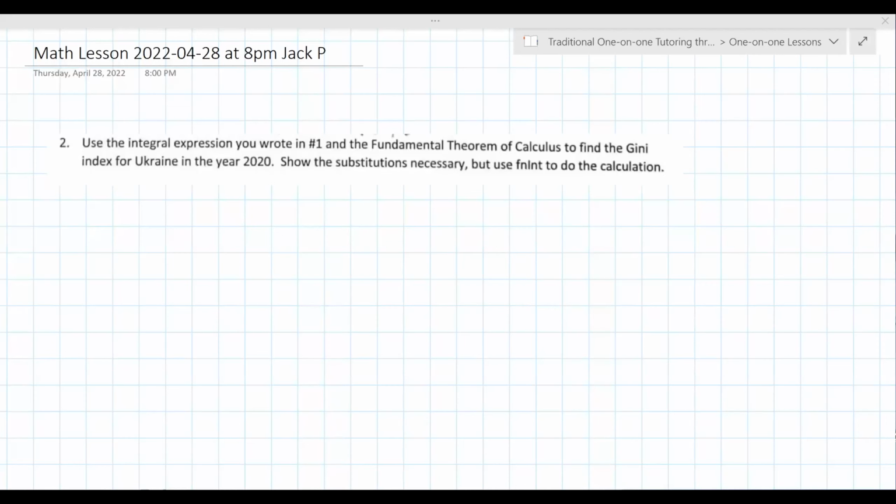Okay, it says use the integral expression you wrote in number 1 and the fundamental theorem of calculus to find the Gini index for Ukraine in the year 2020. So I take that to mean that you wrote an integral for part 1, and there it is. It's from 0 to 1 of this function. Show the substitutions necessary.